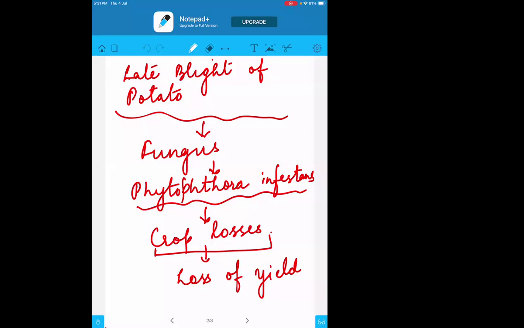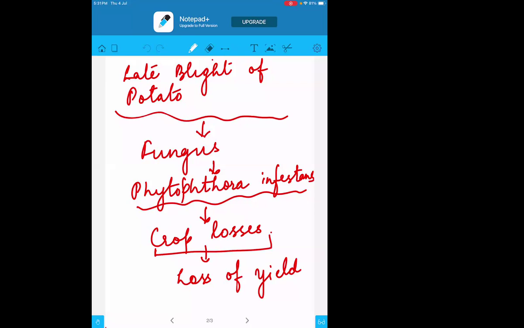So smut of wheat is also caused by fungi. Yes, it is also caused by a fungus. So whether it is blight of potato or smut of wheat, it is caused by a fungus. But there are different fungi for all these things. Late blight and early blight have different fungi, and in the smut of wheat also, let me complete that point.